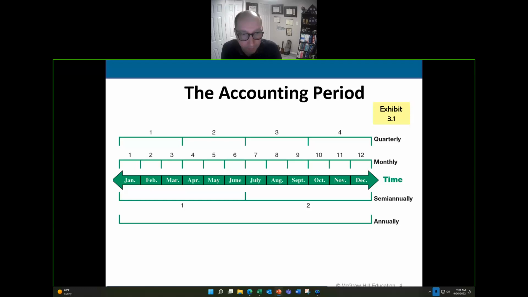Now also, I can look at the information quarterly. When I report my information to investors, they're interested in knowing how well I did for the quarter. A quarter represents 3 months of information. January, February, March, that's quarter one. April, May, June, that's quarter two. July, August, September, quarter three. October, November, December, quarter four.